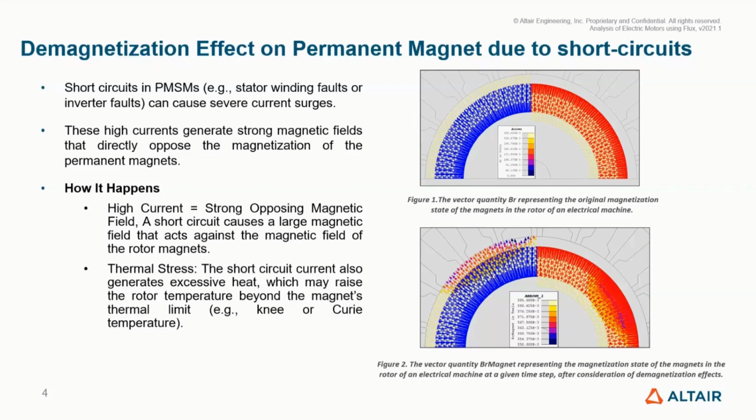It can also cause thermal stress. Short circuits usually generate excessive heat, which may raise the rotor temperature beyond the magnet's thermal limit, and we have just seen the effect of temperature on the demagnetization curves. So this is how demagnetization happens due to short circuits. There are two main reasons: the strong opposing magnetic fields and the thermal stress.